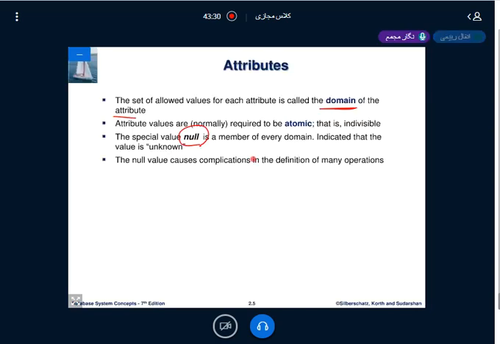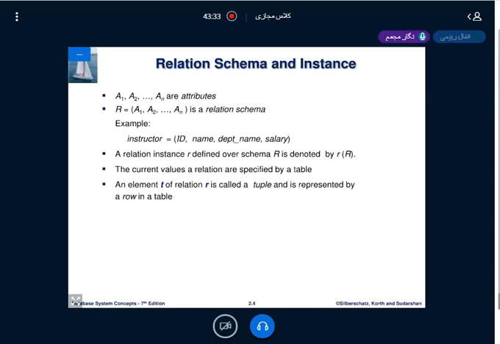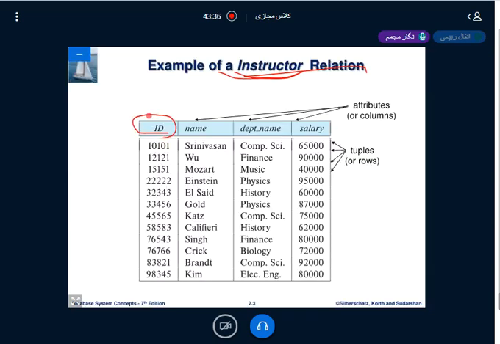In each relation, every attribute has a domain, which is the range of values it can take. For example, our ID can have a range from 1 to 1,000, or our salary can have a range of values from 5,000 to 10,000. We call this the domain of the attribute.